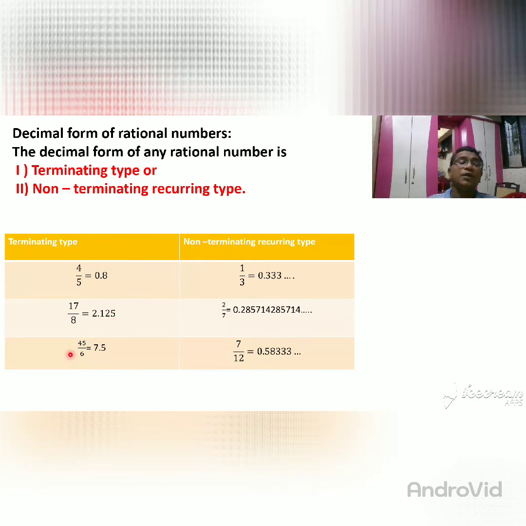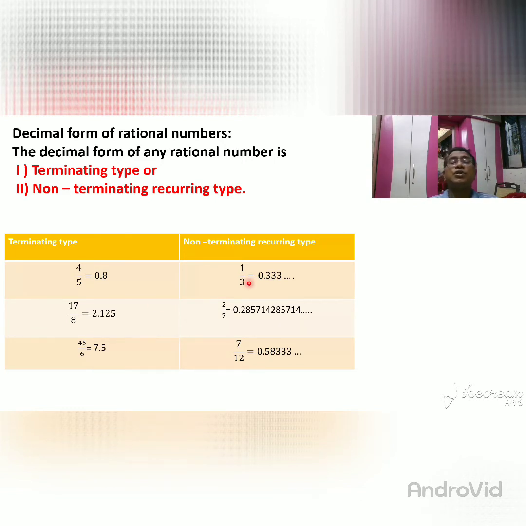2.125 is terminating. Then 45 upon 6. We want to divide it. 6 sevens are 42. So 45 minus 42, what remains? 3 remains. Then decimal point, then it becomes 30. So 6 fives are 30, so the remainder is 0. So it is terminating, 7.5. So all these examples are terminating because the remainder gets you 0. You cannot divide forward. 4 upon 5 is 0.8, 17 upon 8 is 2.125, and 45 upon 6 is 7.5. These are the terminating examples.